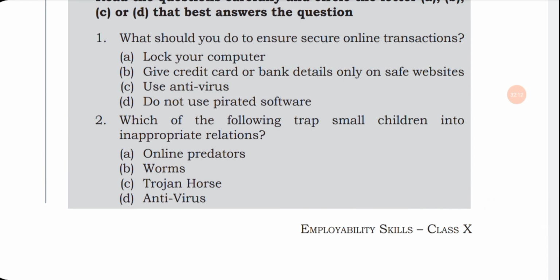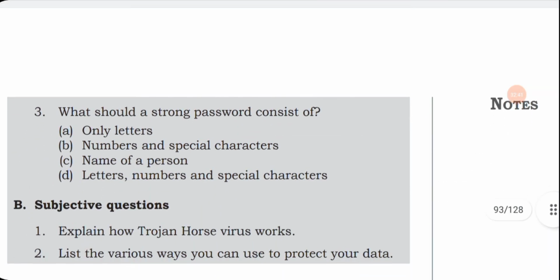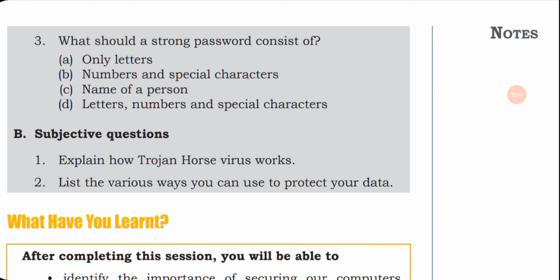Next, what should you do to ensure secure online transactions? Lock your computer, give credit card or bank details only on safe websites. This is the correct answer. Which of the following trap small children into inappropriate relations? They are online predators. Next is, what should a strong password consist of? A strong password should consist of letters, numbers and special characters.